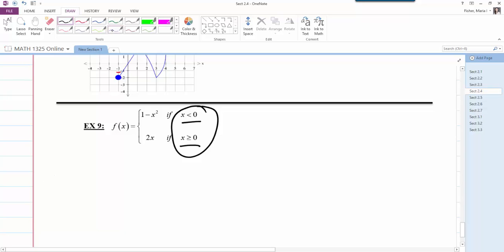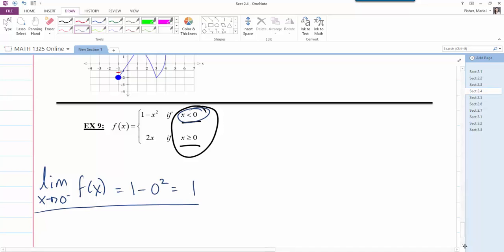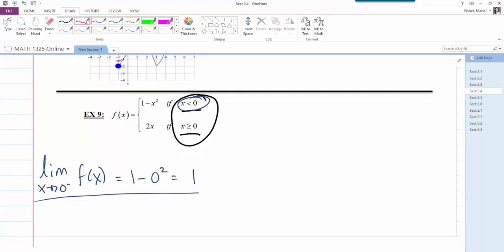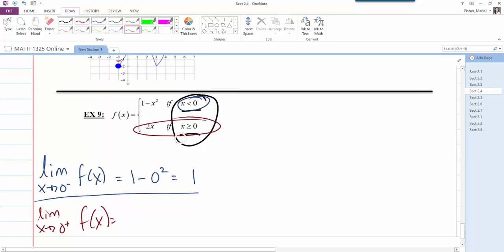Well, we find the limit from the left and the limit from the right. Well, what's the limit as x approaches 0 from the left of this function? Well, that would be the top equation. So 1 minus 0 squared is 1. Well, what's the limit as x approaches 0 from the right of this function? Well, that's going to be the bottom equation because those are numbers that are bigger than 0. And 2 times 0 is 0.